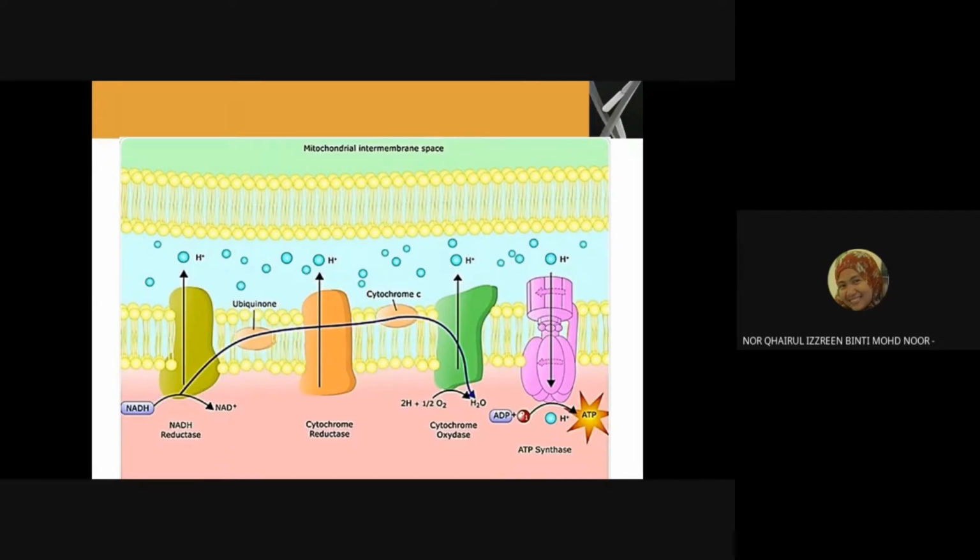When there's a lot of protons here, it will create the proton gradient. There are a lot of protons here compared to the mitochondrial matrix. This proton gradient will force the ATP synthase to phosphorylate ADP and form ATP. This is the mechanism that helps to generate the ATP. Because of this unequal distribution, hydrogen ions spontaneously move from the intermembrane space back to the matrix, creating the electrochemical gradient that helps generate the ATP.